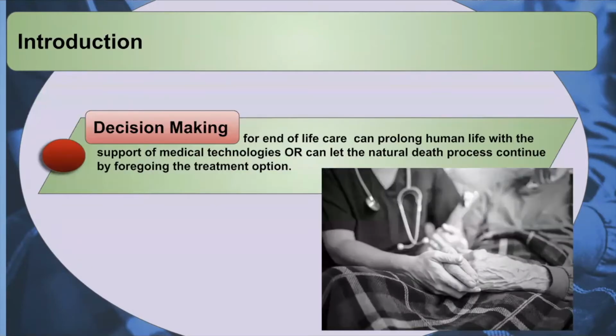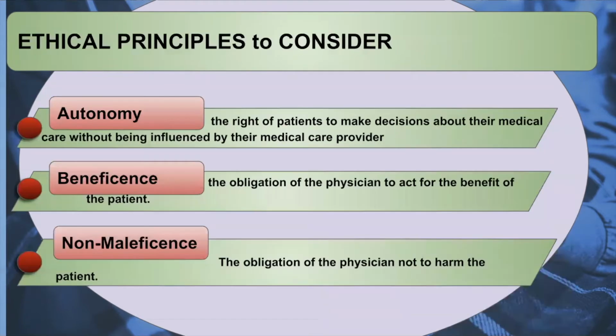Decision-making for end-of-life care can prolong human life with the support of medical technologies or can let the natural death process continue by foregoing the treatment option. What are the ethical principles to consider? First is autonomy, the right of patients to make decisions about their medical care without being influenced by their medical care provider.